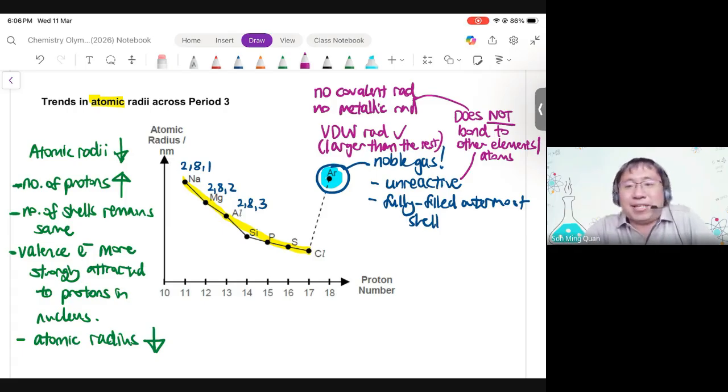Do all the group 18 elements, meaning the noble gases, follow this van der Waals radius? That means do all group 18 elements only have van der Waals radius? And the answer is yes. Group 18 elements only have the van der Waals radius.